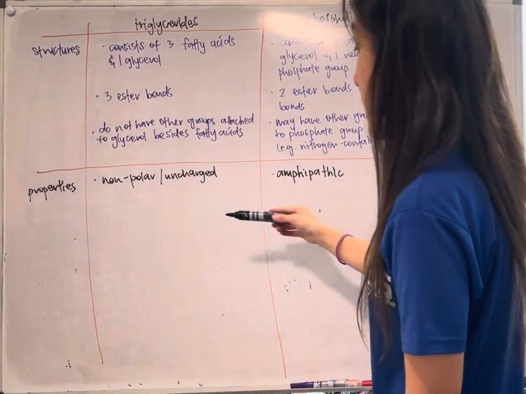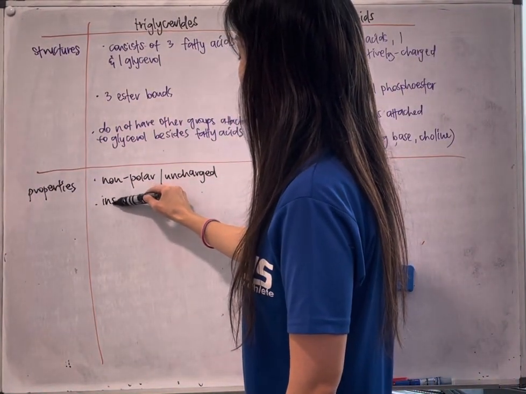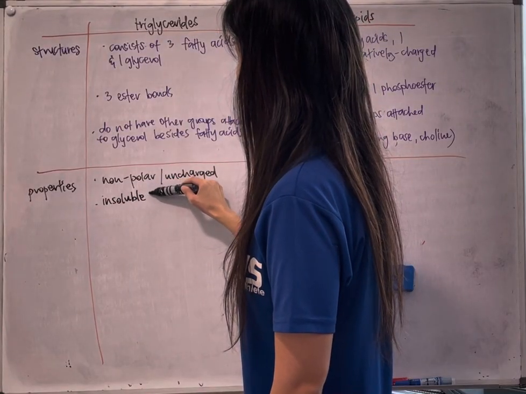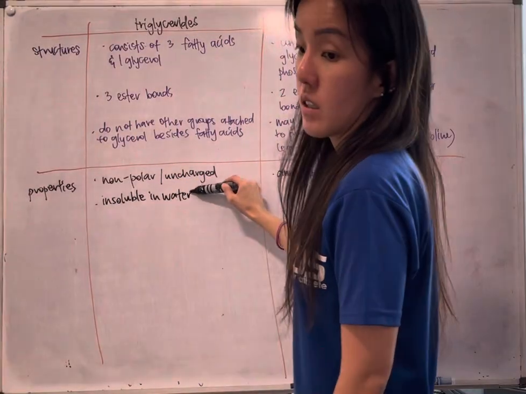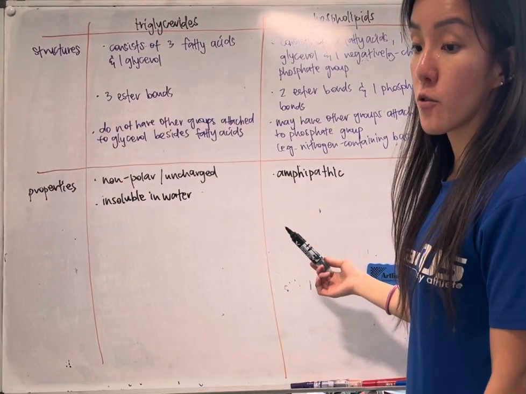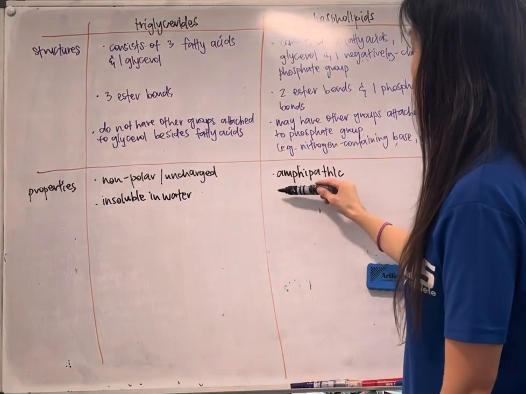It means that you have both hydrophobic and hydrophilic regions. Understand? So again, we know the properties. Triglyceride is strictly insoluble in water. For phospholipids, the hydrophobic and hydrophilic regions are present.